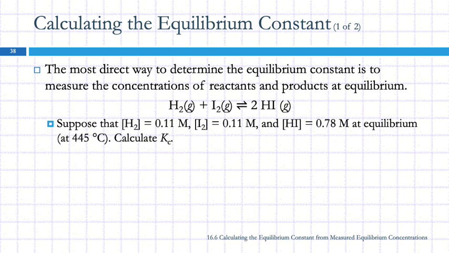Let an equilibrium establish itself. Measure the concentrations of the reactants and the products at equilibrium. Plug those numbers into the expression, right? So here we've got concentrations of all of the species at equilibrium, and they're asking us to calculate Kc.